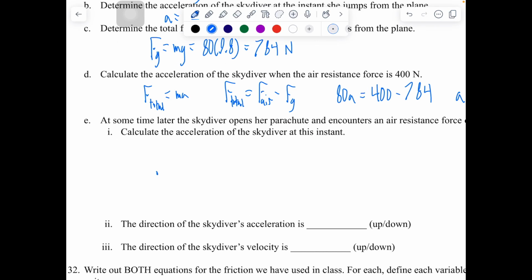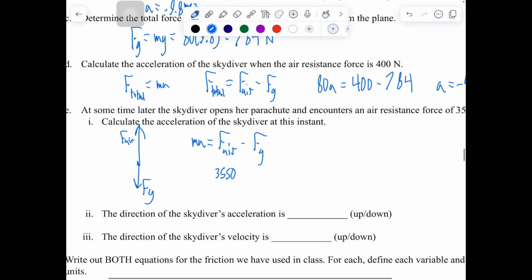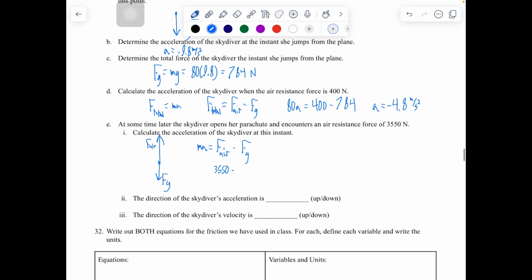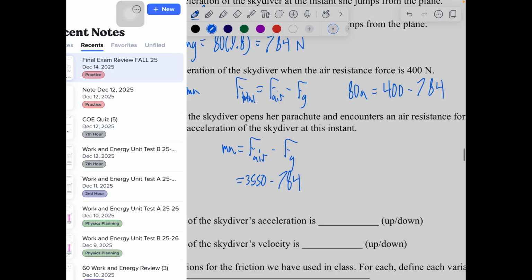Well, now we have our force of gravity, but that's much smaller than our air resistance. The equation is still the same. Mass times acceleration is equal to the air resistance minus gravity. The air resistance is now 3,550. Force of gravity is our 784. We know the mass is 80.